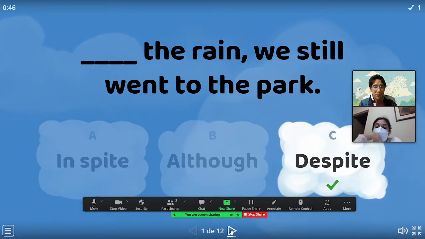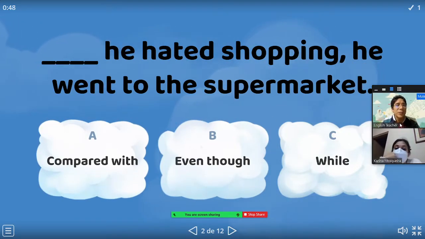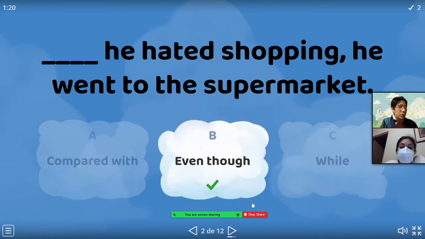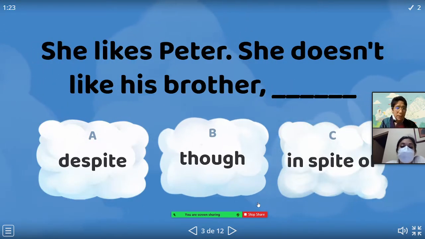Excelente. Number 2. Please read. He hated shopping. He went to the supermarket. Yes, he hated shopping. While, no, while imposible, mientras él odiaba comprar. Ok. Even though, ¿qué significa even though? Incluso, aunque. Incluso aunque. Y comparado con, ¿cuál tiene más sentido? Even though. Es lo mismo. Ok. Next.